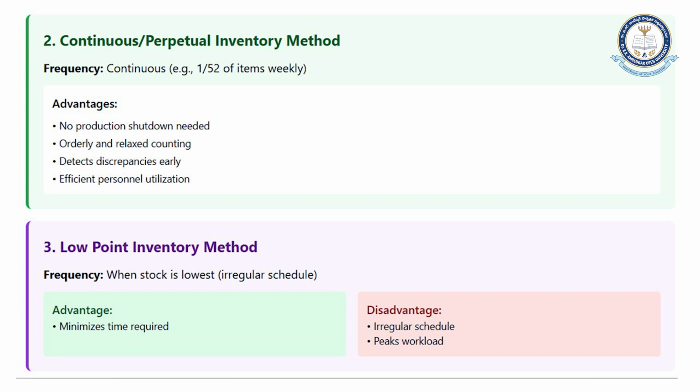Next is the continuous or perpetual inventory method. Here it is done continuously, that is 1 by 52 of items weekly. The advantages are no production shutdown is needed, counting is orderly and relaxed, it detects discrepancies early, and uses personnel efficiently. The next method is the low point inventory method, done when stock is at its lowest. Its advantage is that it minimizes time required, and the disadvantages are an irregular schedule or peak workload.